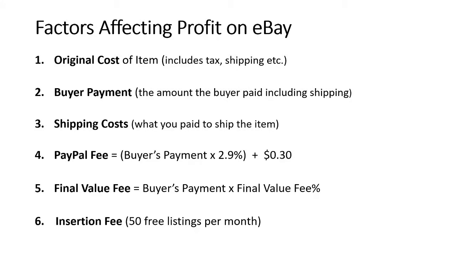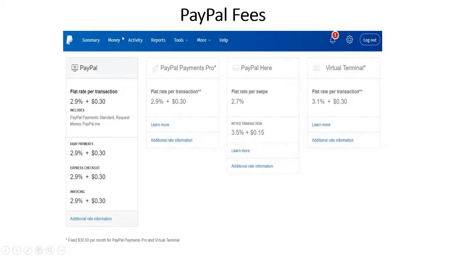Number 6, the insertion fee. Now, eBay gives you 50 free listings every month, right? 50 free listings per month. But if you go past the 50 listings, then you pay, I believe it is 35 cents for each additional listing. So actually, here's a picture of the fees, which I took off of the PayPal site.